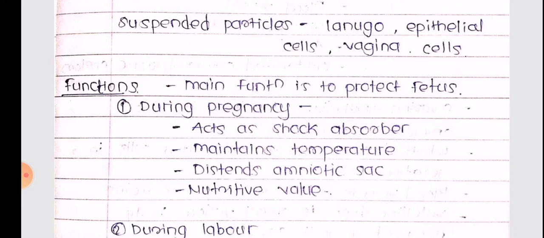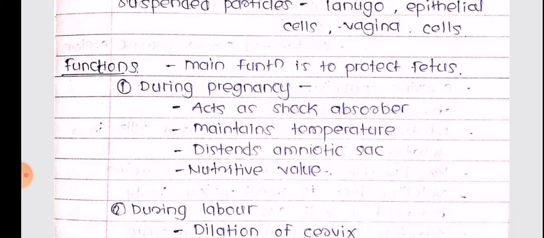This is again very important because amniotic fluid is of great importance for the development of the fetus, and it helps a lot for the fetus to develop. So let us look into the functions of amniotic fluid. The main function is to protect the fetus. During pregnancy, it acts as a shock absorber. Very important. The shock absorber.